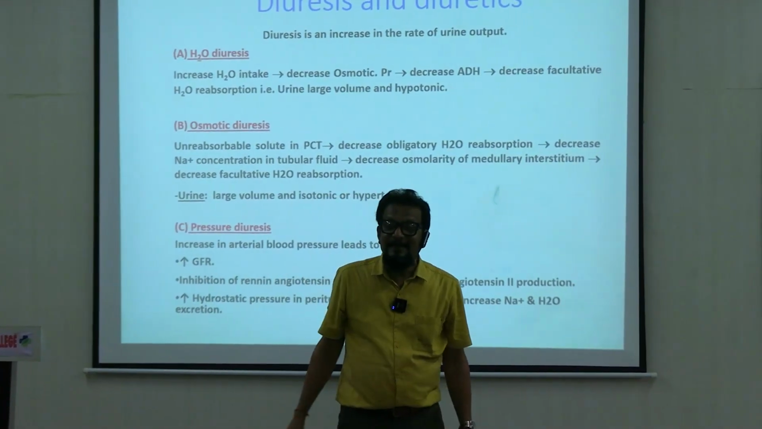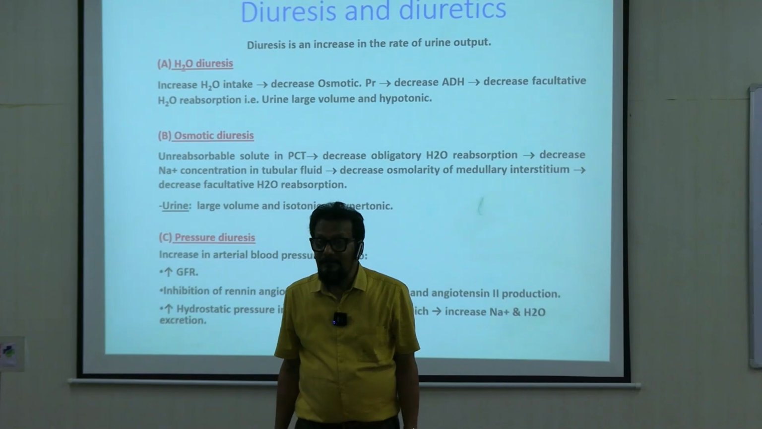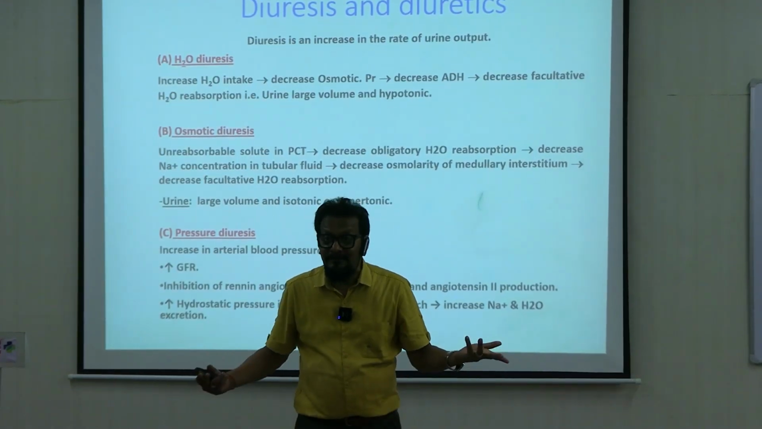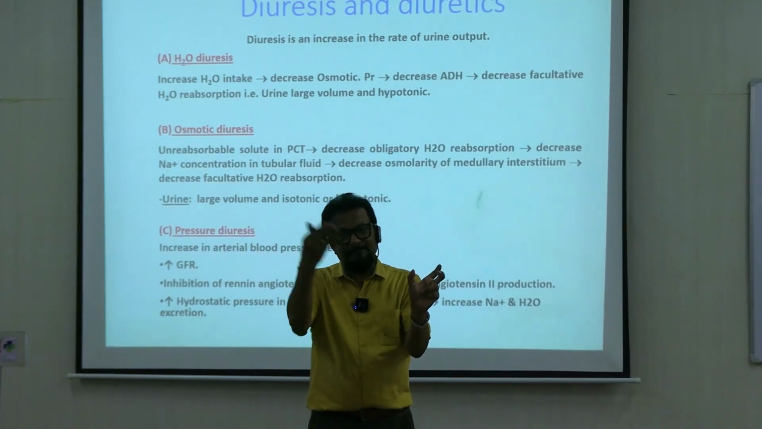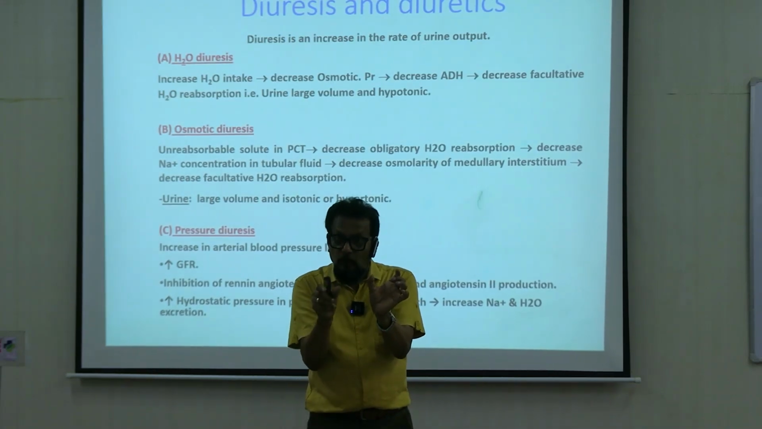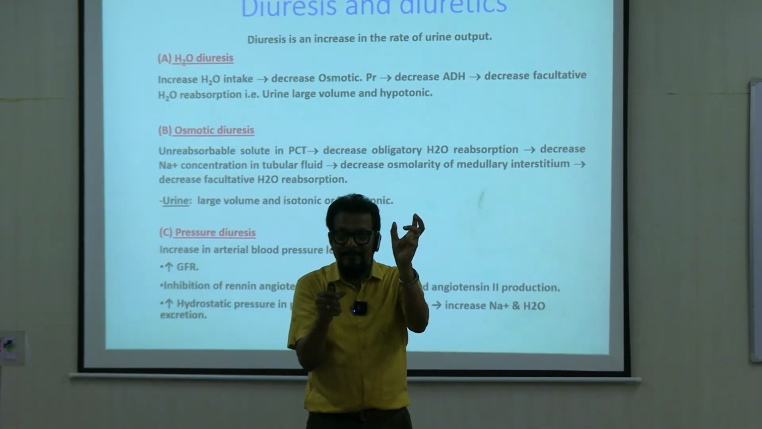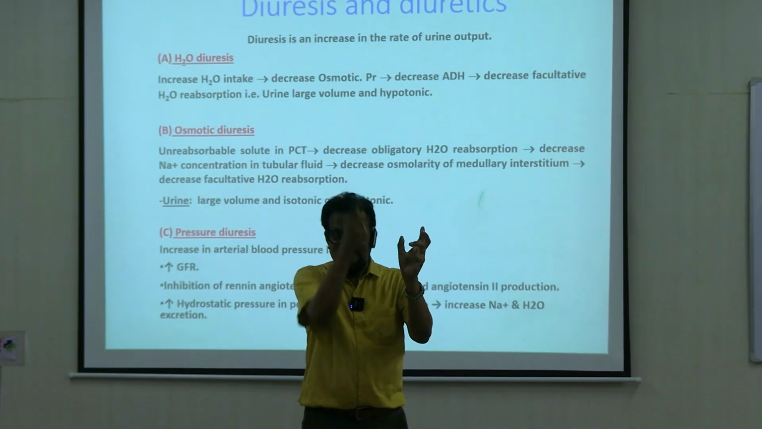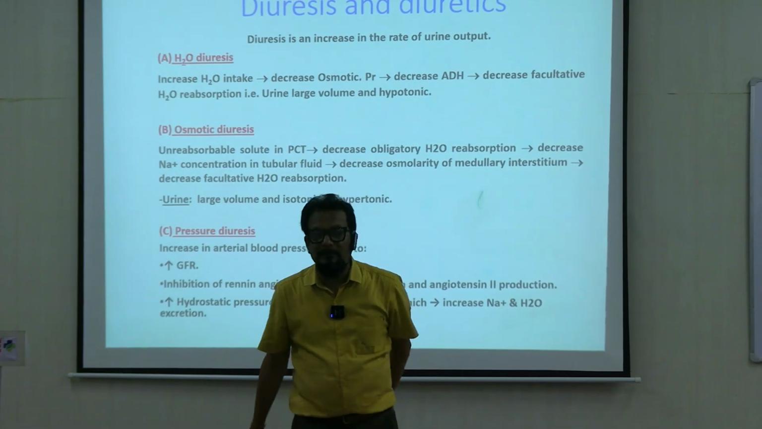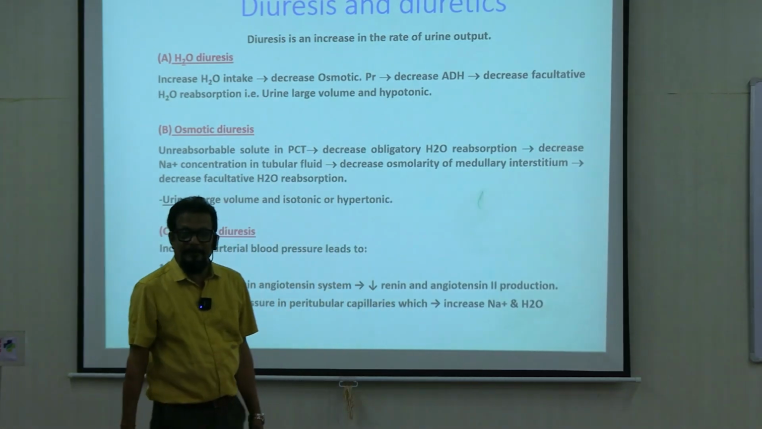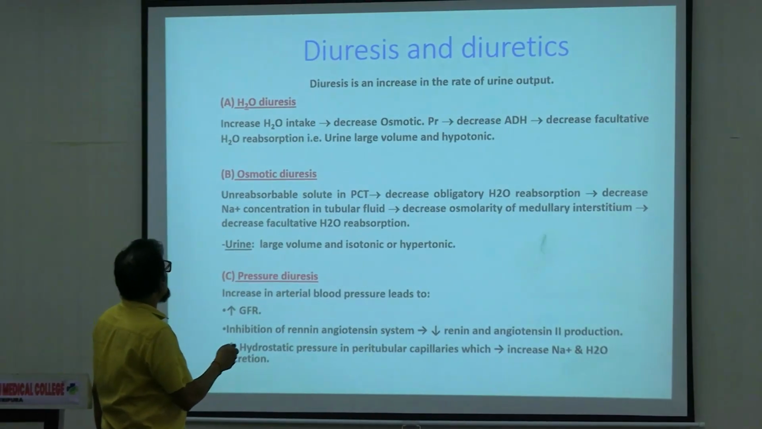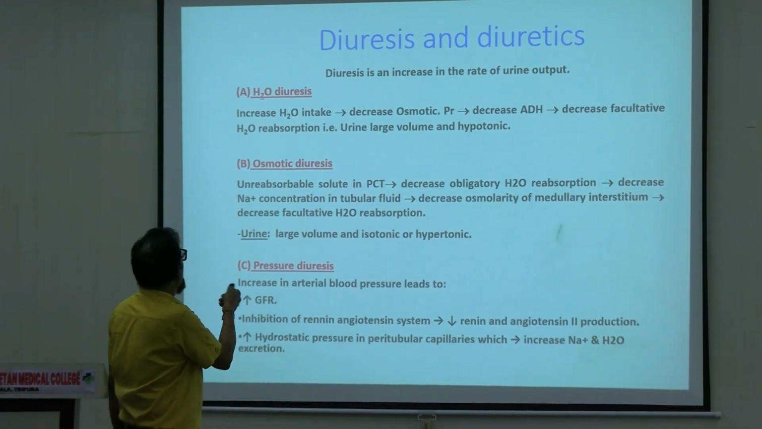And the other part is obligatory. What is the obligation? Water is permeable wherever it is permeable, and here osmotic pressure is low and there it is high, so water has to pass if it is permeable. This is the obligation. So this is obligatory water. Two types: obligatory and facultative. Then with water reabsorption, a large volume of dilute urine is formed. So this is water diuresis.